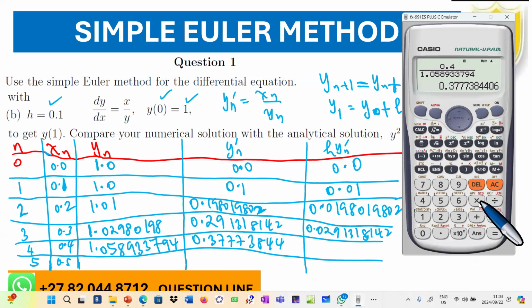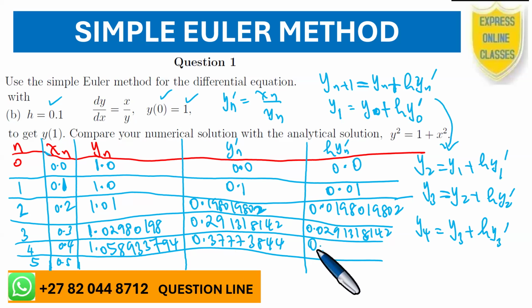So which is times 0.1. Not 377, then 3844. Okay. So we continue with the Y5 now.